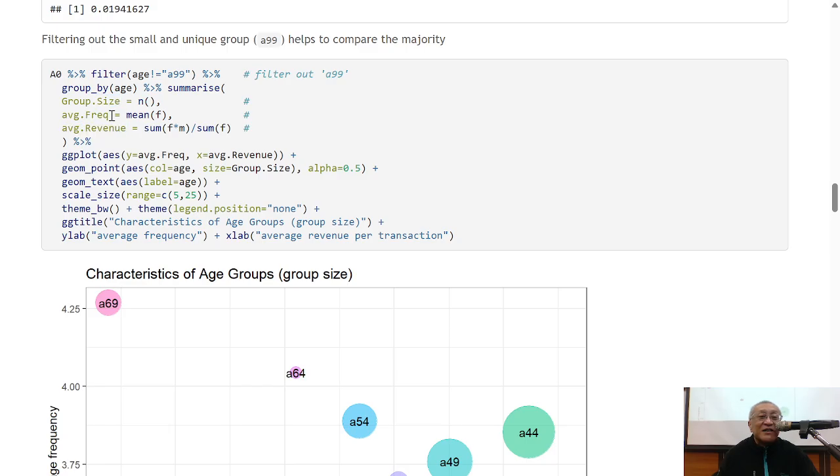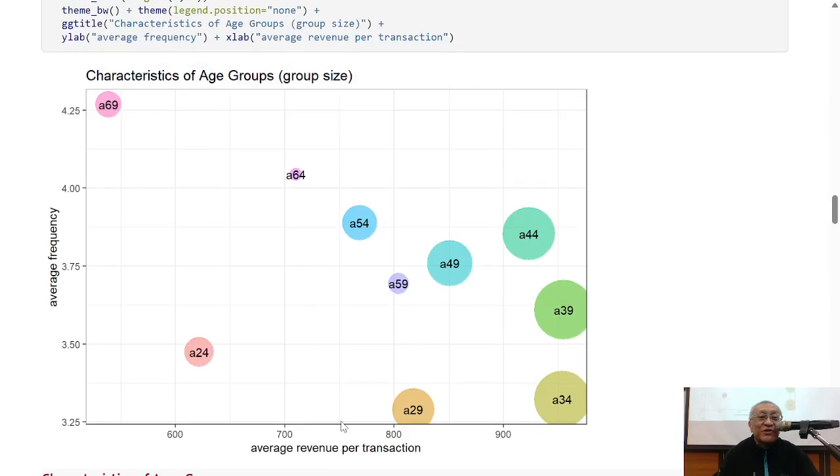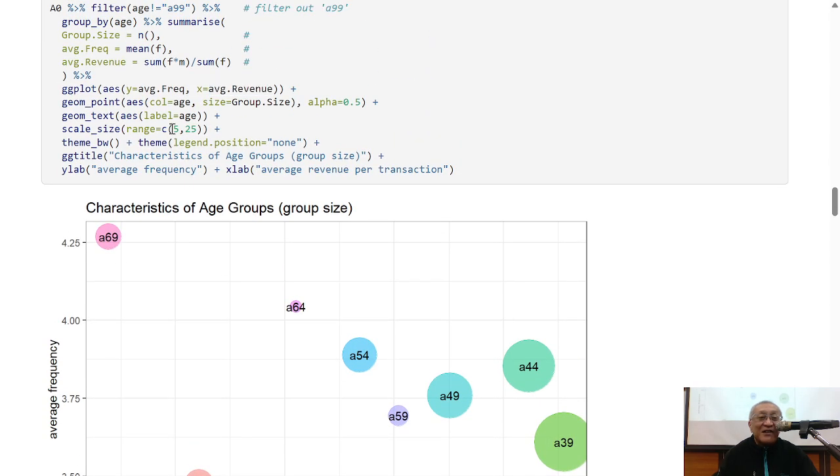Okay, and I use it as the group size, as the bubble size. I use it as the x, y. Sorry, this frequency is the y coordinate, and average revenue is the x coordinate, right? And then basically this is just to specify that I want to map color to age. I want to map size to group size, right?